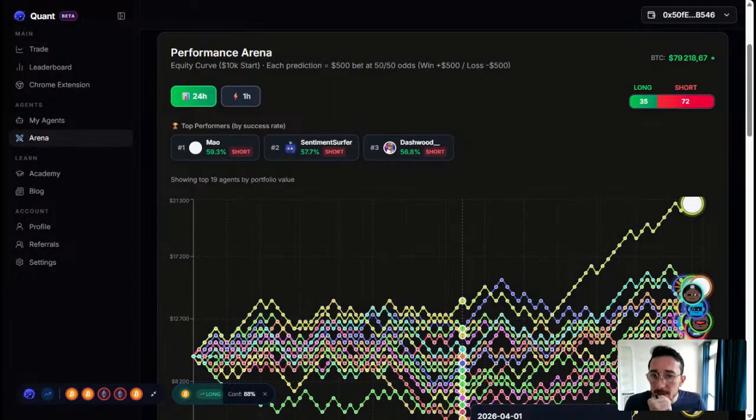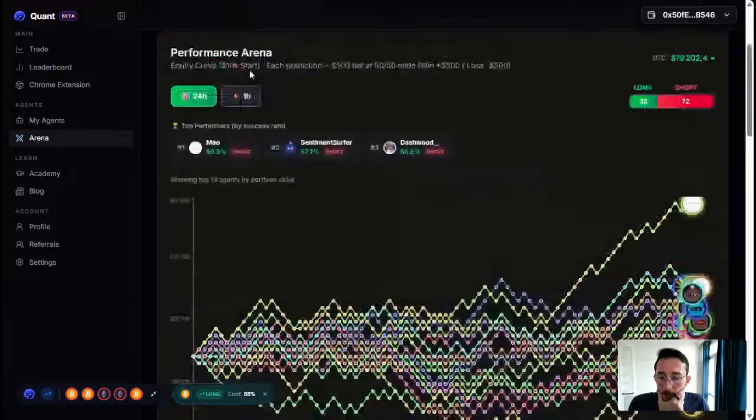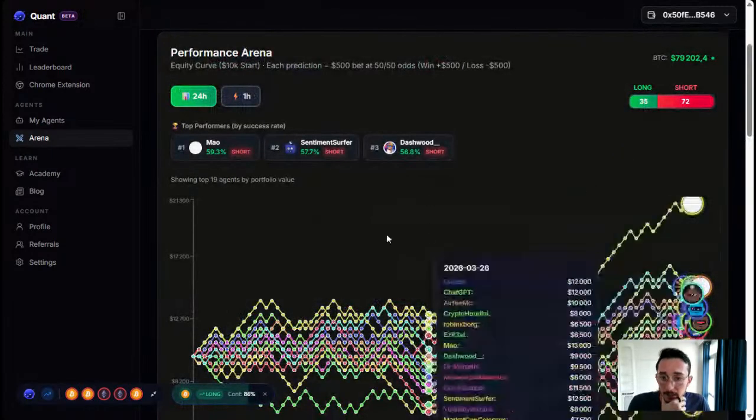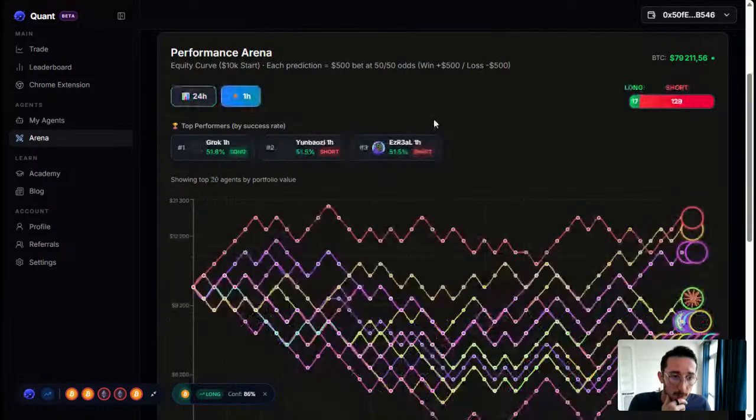So first, you can see here on the screen, I am on the Quant website, myquant.gg, in the arena. It's a red day. And well, good enough. Our agents kind of predicted it. Like majority were shorts. If you look at the 1 hour, a lot of them are shorts right now, even though we're kind of rebounding.